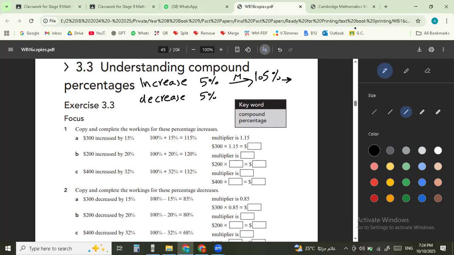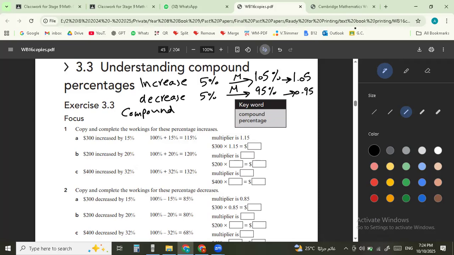Convert it into a decimal, or you must divide by 100 in order to get the multiplier, so it becomes 1.05. Decrease 5%: in order to find the multiplier, I subtract 5 from 100, it gives me 95%. Divided by 100 gives you 0.95, which is the multiplier.